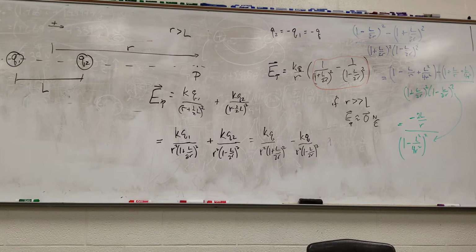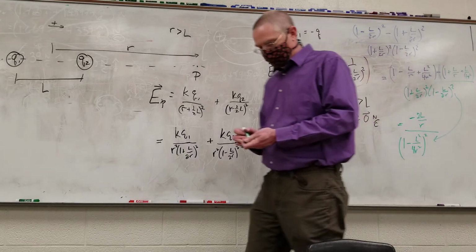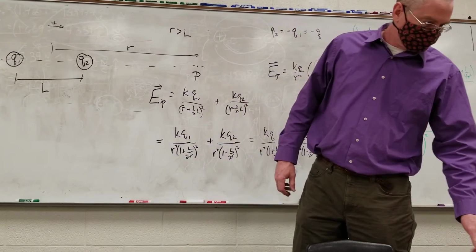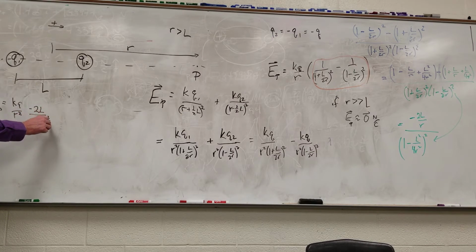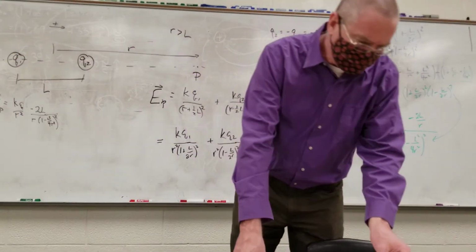So, when it comes down to it, my electric field at point B is equal to, I've got KQ over R squared times negative 2L over R times 1 minus L squared over 4R squared, squared. That comes down to what form do I want my final answer in? So give me a moment.